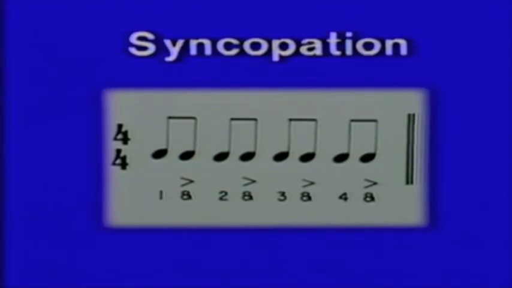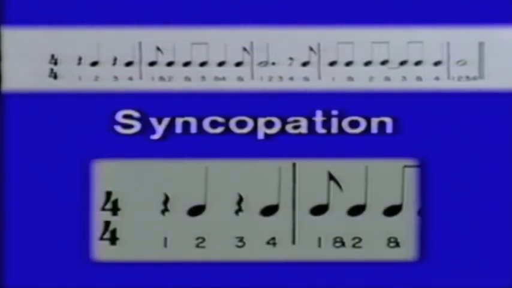Sometimes the emphasis can be placed on the and of a main beat. 1 and, 2 and, 3 and, 4 and. Syncopation really puts excitement into rhythm patterns. Let's do some examples. 1, 2, 3, 4.